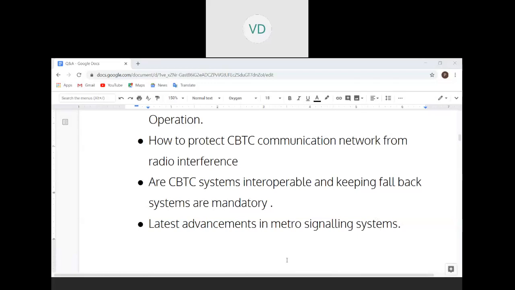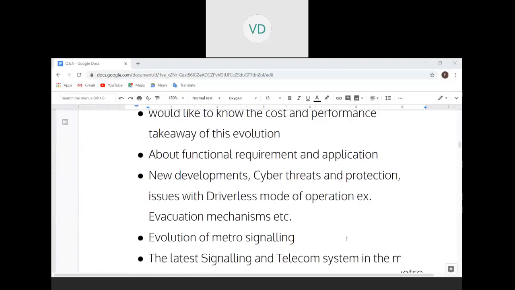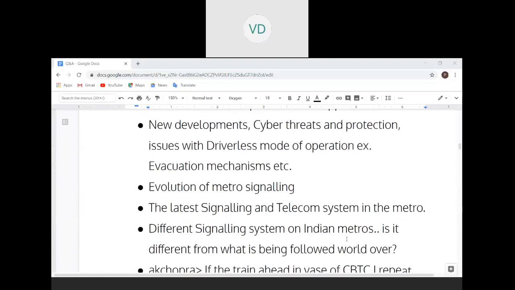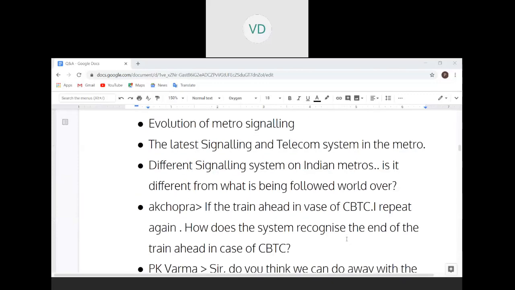Sir, anyway, okay. Sir, we'll go ahead. That's all. Over. Sir, and then a few more are there at the end. Already, Arun has answered this. I think some of these things I have covered, yes sir: the evolution of metro signaling, signaling and telecom systems in metro, signaling systems on the Indian metros.